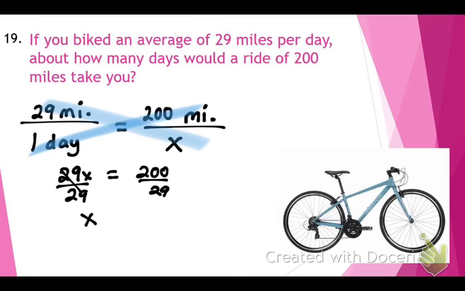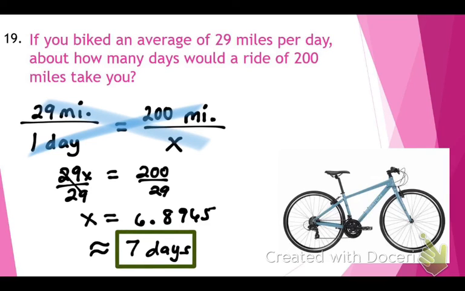How many of you would say you ended up doing that part right there? Guys, what is 200 divided by 29? 6.8965. It's a number that just keeps going, which is why this problem asked us about how many days. So if I was to round that, what would that round to? Very good. So it would be about 7 days. All right, let me see your problems on your board.